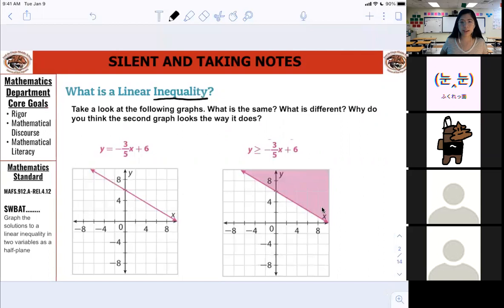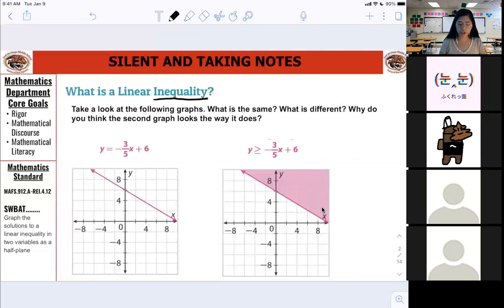Think about what is the same, what is different, and why you think the second graph looks the way that it does. So spend about 30 seconds analyzing it, and then if you have any comments, go ahead and say them in the chat or out loud. I think the second graph is different because it's talking about everything being in that part of the line.